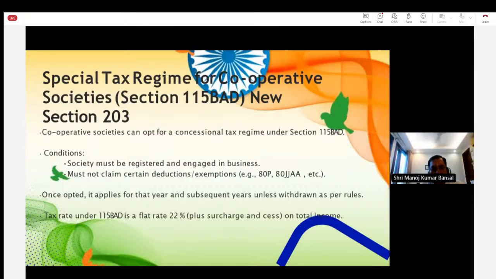Companies can claim 30% deduction. Once opted, it applies for that year and subsequent years unless withdrawn as per rules. It means if you go for this, as the concession has been provided under section 115BAD, you cannot revert back. Tax rate under 115BAD is a flat rate of 22% plus surcharge and cess on total income.